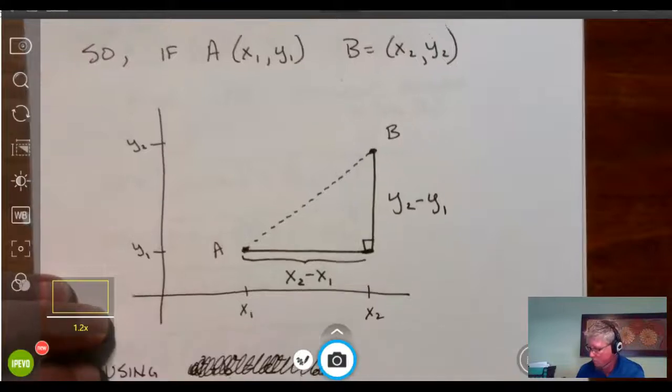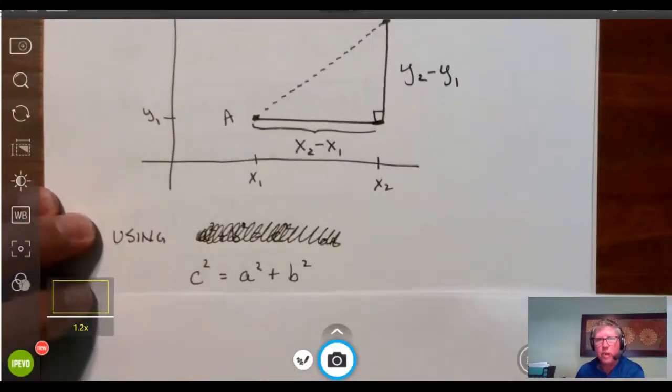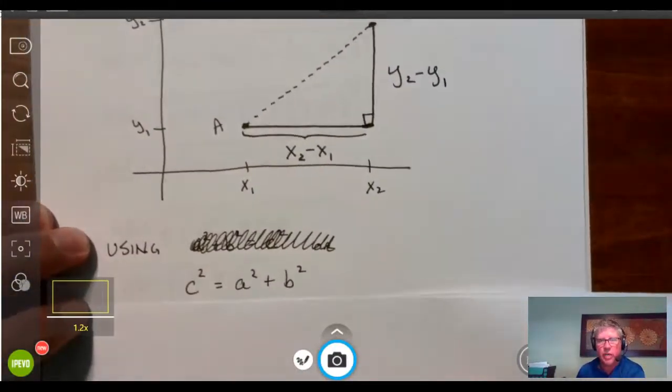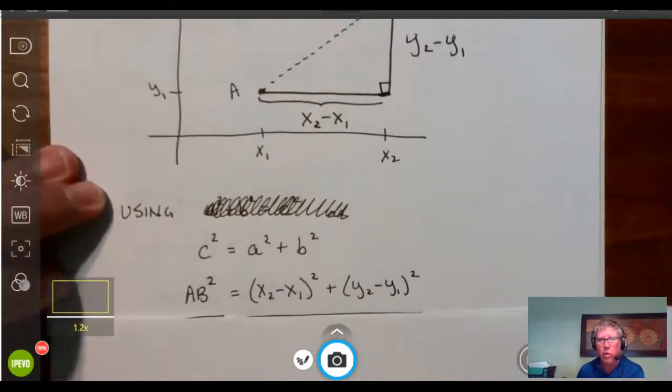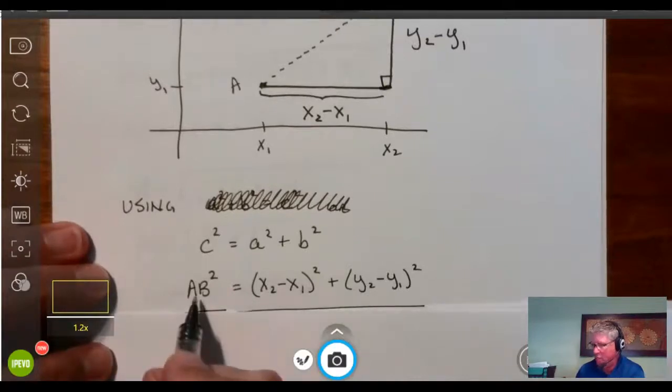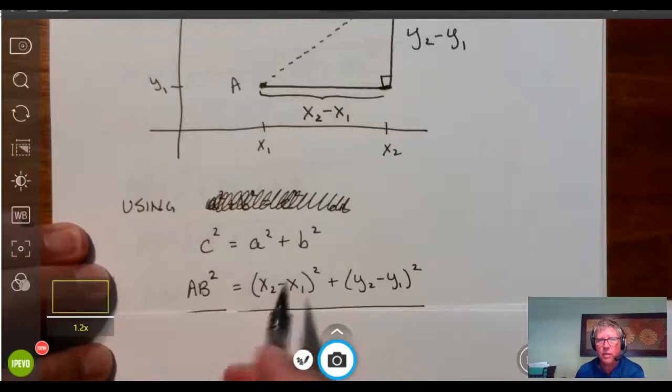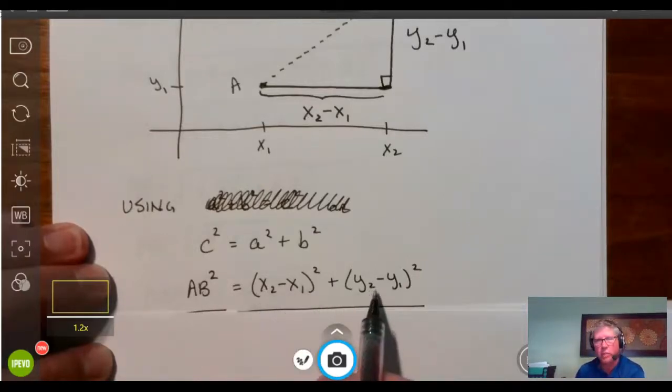So, using our Pythagorean theorem, c squared equals a squared plus b squared, we're going to substitute in what we want. And that is, the c is now our length AB. The one side is x2 minus x1, and the other side is y2 minus y1. That's it. This is the Pythagorean theorem, but using distance formula in there.